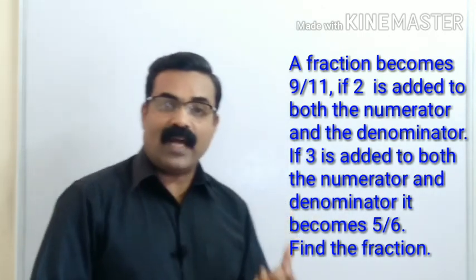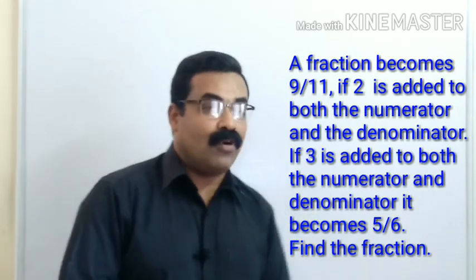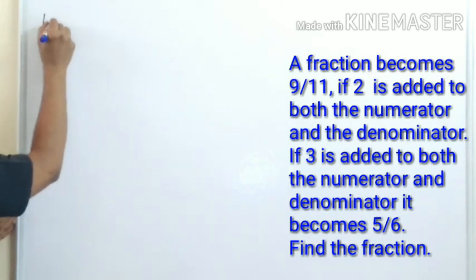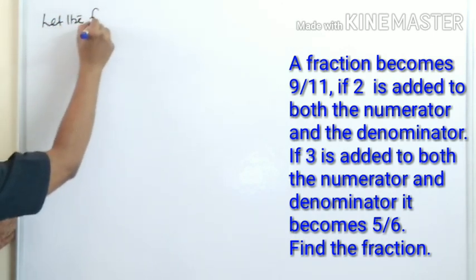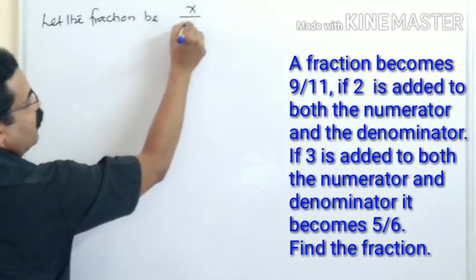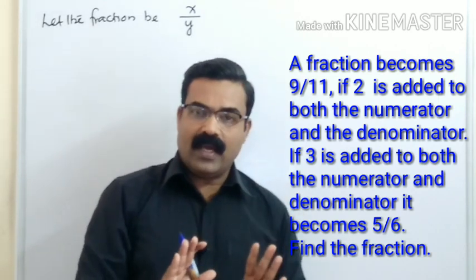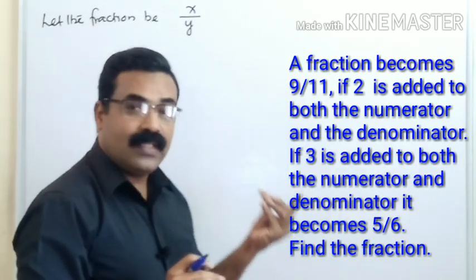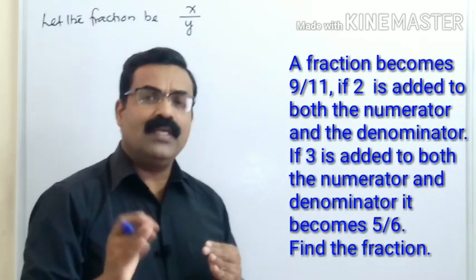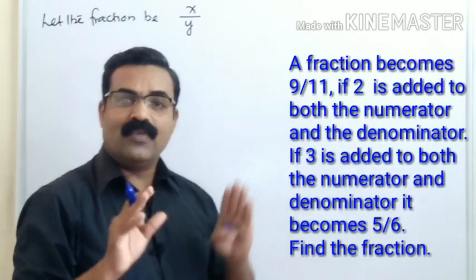We are talking about a fraction. So generally any fraction we will take in the form of x by y. So let us take it this way. Let the fraction be x by y. X by y is our general fraction. Okay. Now according to the question, what is given in the question, accordingly we will go and then we will solve the equation. We will find the value of x and y, put it in the place of x and y, you will get the fraction.